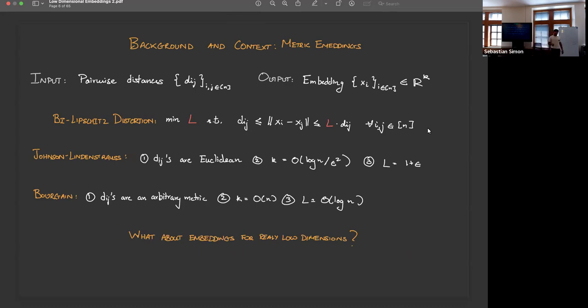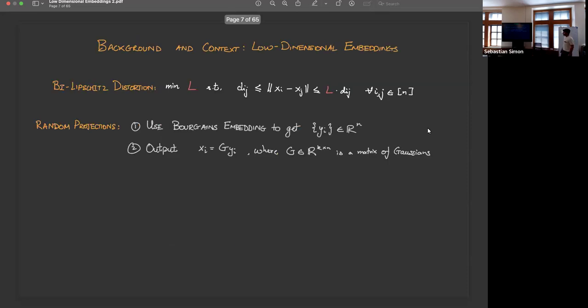But what if I care about embedding in really low dimensions? Like I don't want to pay log n, the dimension that I'm embedding in. I want to embed it in 1, 2, 3 dimensions so I can actually visualize it. Okay, so what is known about this? Let's try something natural. Let's use the Johnson-Lindenstrauss approach again. And one way to do this is to first embed it in Euclidean space, and then take a random projection of the points in Euclidean space into k-dimensional space. Think of k as constant for now.